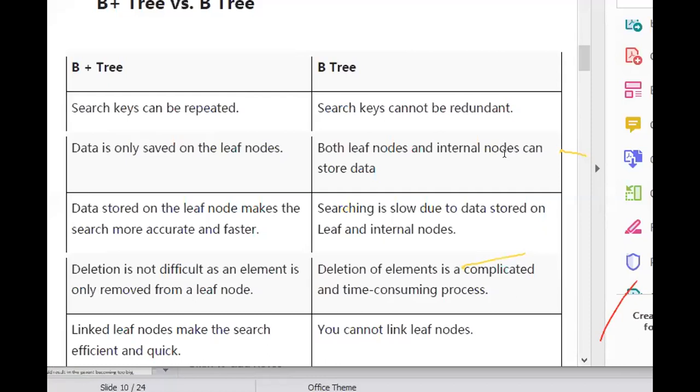In B plus tree, data stored on leaf nodes makes the search more accurate and faster, whereas in B tree, the searching is slow due to data stored on leaf and internal nodes. Another point is that due to pointers at all the leaf nodes, the searching is faster. Deletion is not difficult in B plus tree, as an element is only removed from the leaf nodes, and in B tree it is complicated because we have to search for the leaf node and the internal nodes.